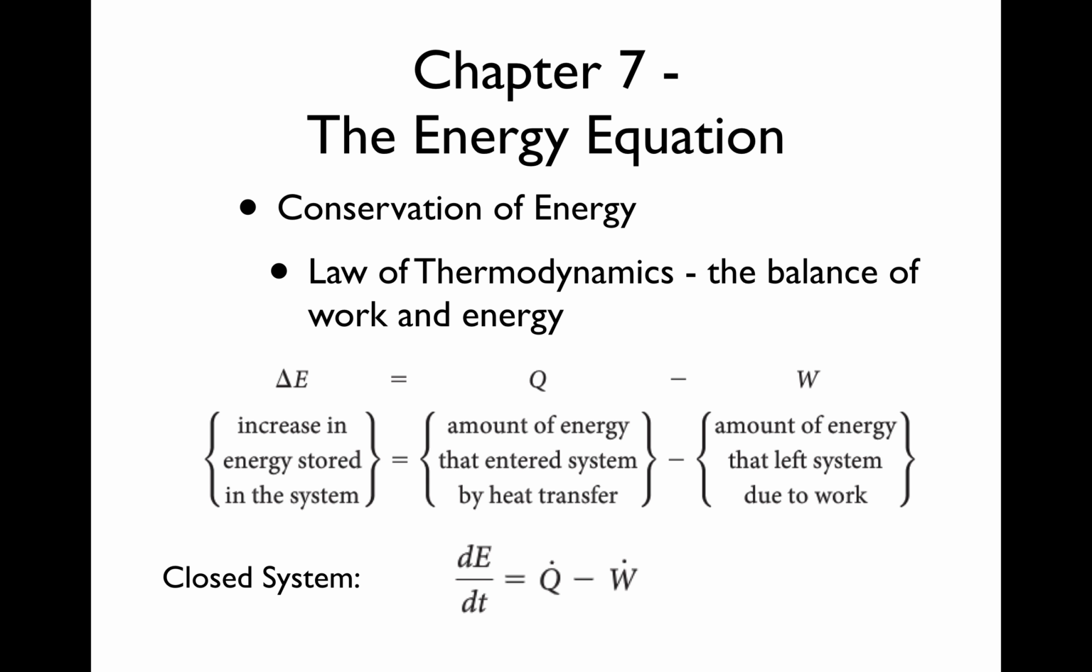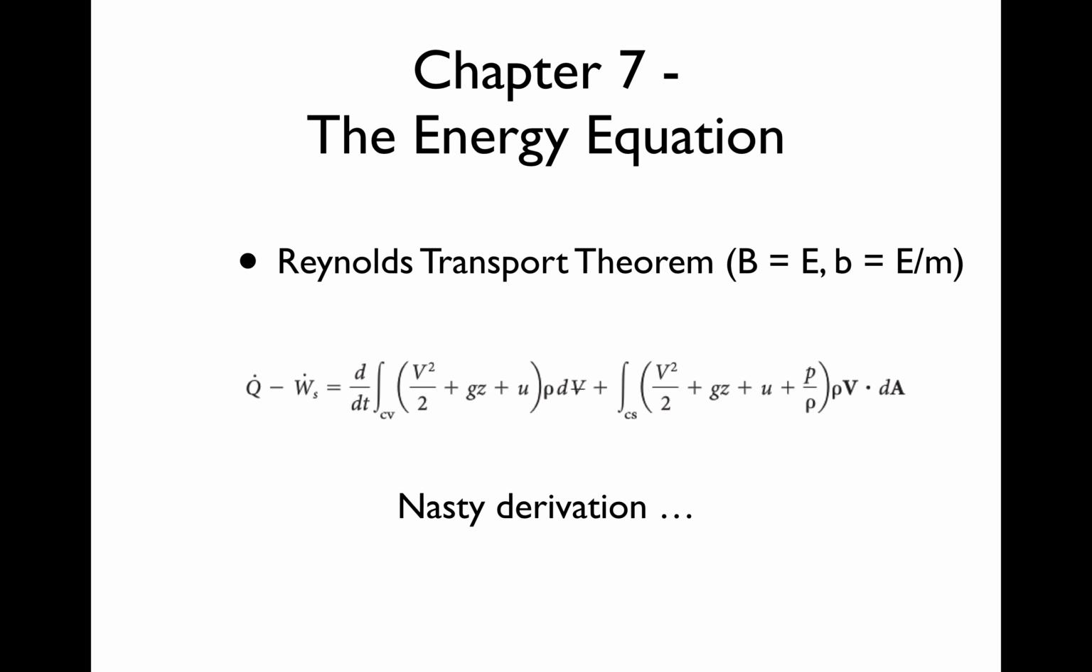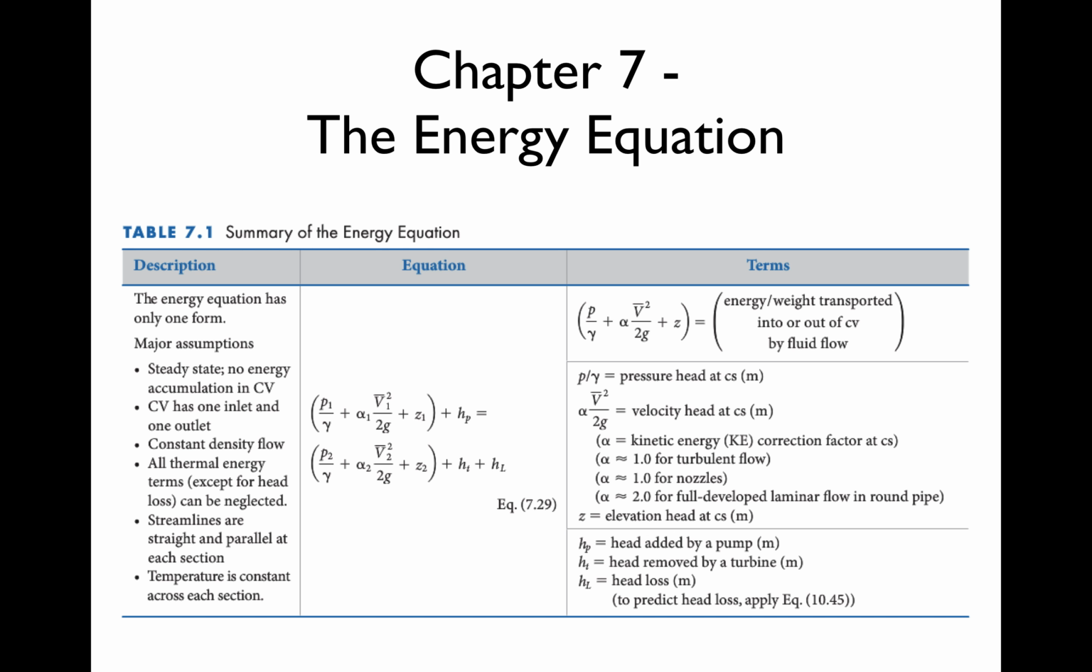And so the time derivative of that is just the rate of change of Q minus the rate of change of W. Now this is going to be important because this dE/dt shows up in the Reynolds transport theorem, because capital E is our extensive parameter and E over m, the energy per mass, is the intensive parameter. After a nasty derivation, we get an equation that needs to be simplified. You are definitely not responsible for doing this derivation. It's quite difficult, but you should definitely understand how to use this simplified equation and what the major assumptions are.